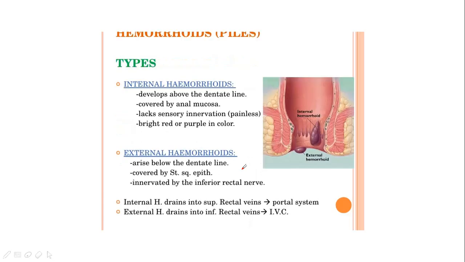These all are the causes of the hemorrhoids. So what are the types of the hemorrhoids? There are 2 types of hemorrhoids: internal hemorrhoids and external hemorrhoids. Internal hemorrhoids. So there is the anorectal area.